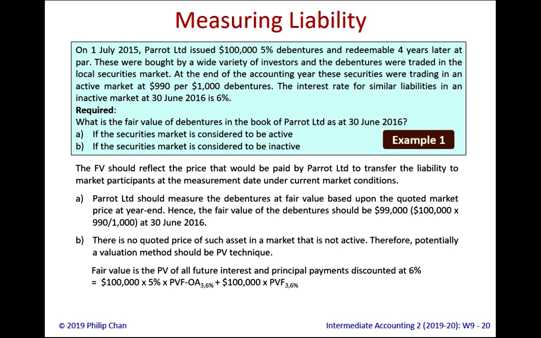The reason why we use 3 years is because we want to work out the year one figures. This is year one figures, and 4 years later is starting from 1st of July 15. So that's why 3 years. And 100,000 is the face value, present value factor, 3 years, 6%. That gives 97,327. So 5% times 100,000 is your interest payment per year for the remaining 3 years, and then plus the redemption value discounted for 3 years at 6% as well.